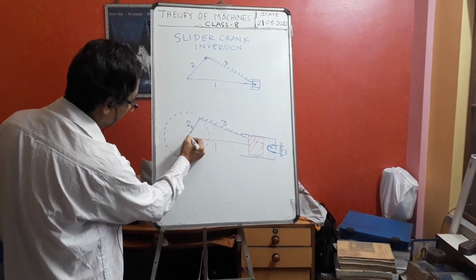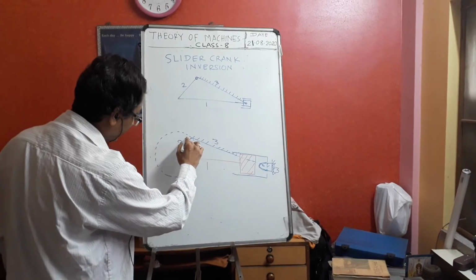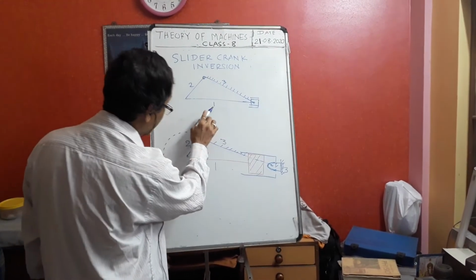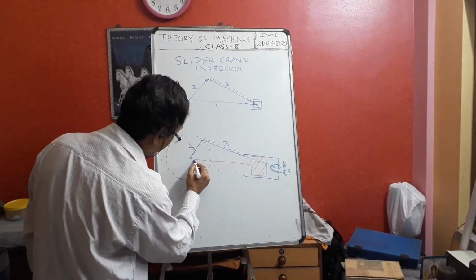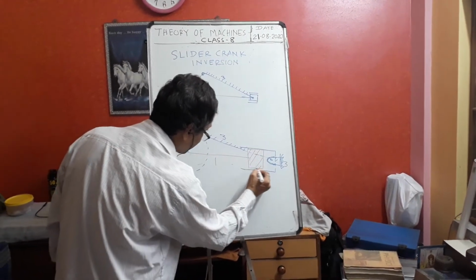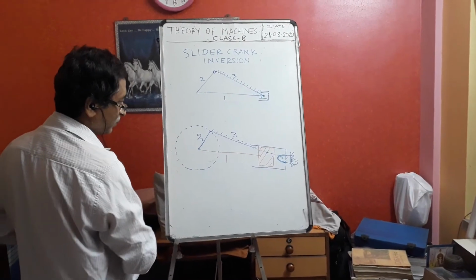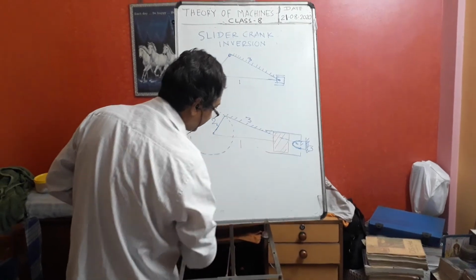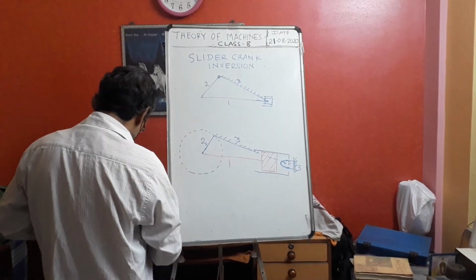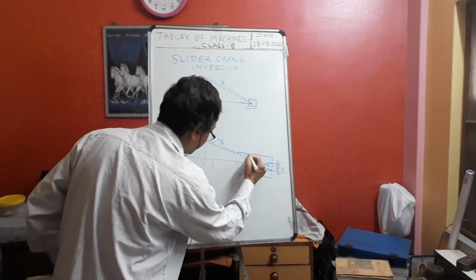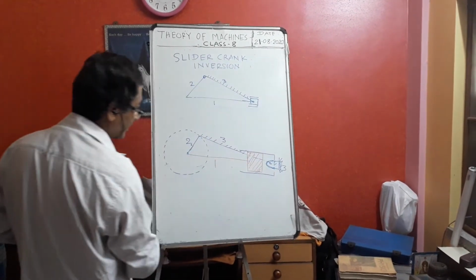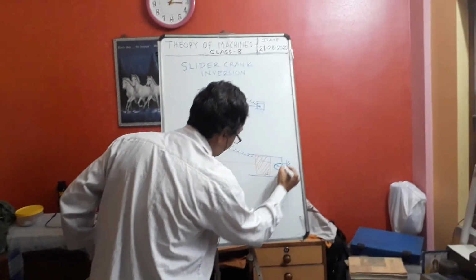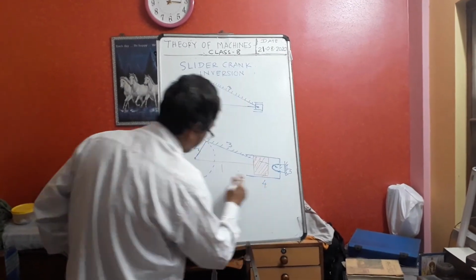This link 2 is acting as a crank. Crank means it can rotate 360 degrees. And I did some modification in link 1: this and this is one piece, one solid. This is not a slider. This is link 1 and this is the extended part of link 1. And what is link 4? Cylinder is link 4. This cylinder is free.